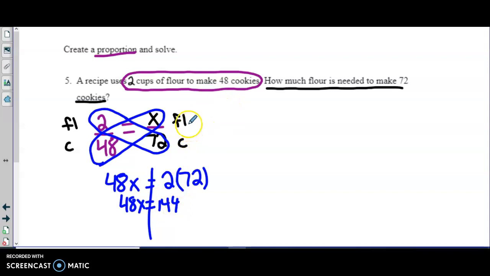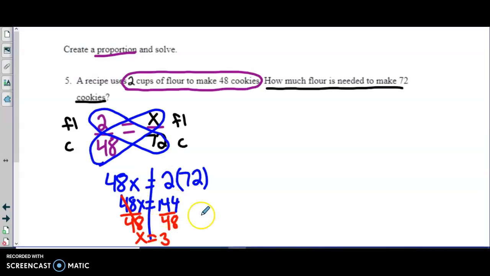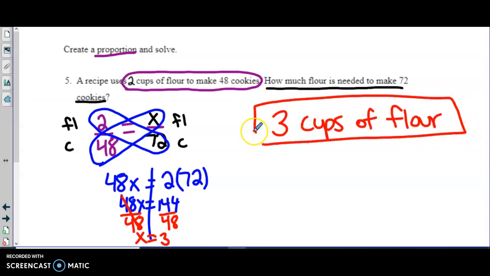So remember, our first step was to multiply, and then our second step is to divide. So we're going to divide each side by 48. Cross multiply, then divide. So 144 divided by 48 equals 3. So in order to make 72 cookies, I would need 3 cups of flour. And if you ever get to an answer like 3 and you're like, wait, I don't even remember what that means, you can look over at how you labeled it. And we labeled that as cups of flour.